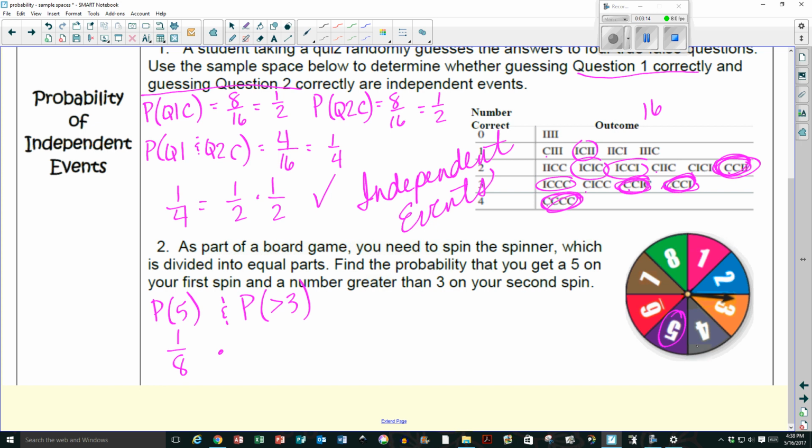And how many numbers are greater than 3? 1, 2, 3, 4, 5. 5 out of 8. So that becomes 5/64. So 5/64 is approximately 0.078 or 7.8%. So the probability of you spinning and getting a 5 on your first spin and your second spin being any number greater than 3 is about 7.8%.